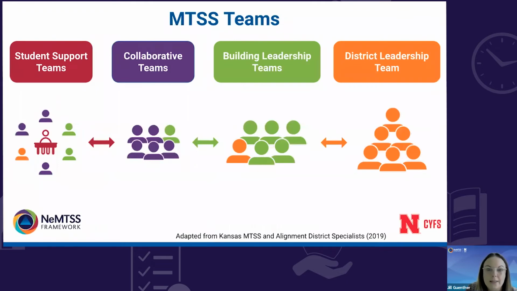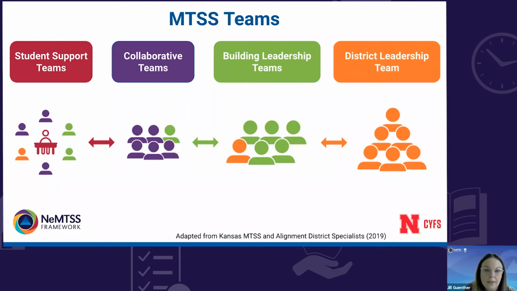So our first step is building that team. This is a nice visual that really demonstrates the relationship between student support teams and collaborative problem-solving teams, so those could be the grade level teams or PLCs, building leadership teams, which could be elementary and secondary, and then district leadership teams. The most important part is to really think about who is sitting in the chairs on each of those teams, because we really have to remember the importance of that communication, that collaboration, and those partnerships when we're thinking about the structure of our team.